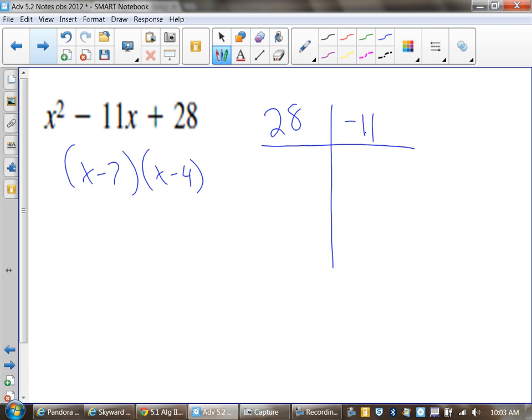Is there some way you can do this with a formula? There is a formula when you're talking about perfect squares, and there's a formula when you're dealing with sum of squares or difference of squares.